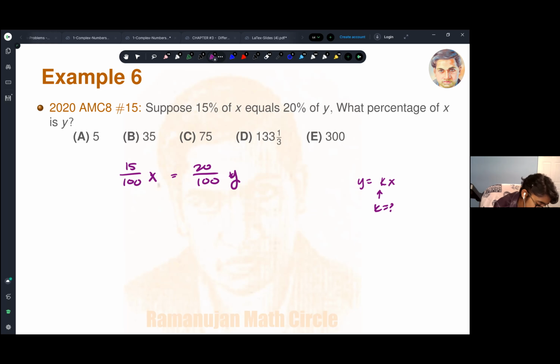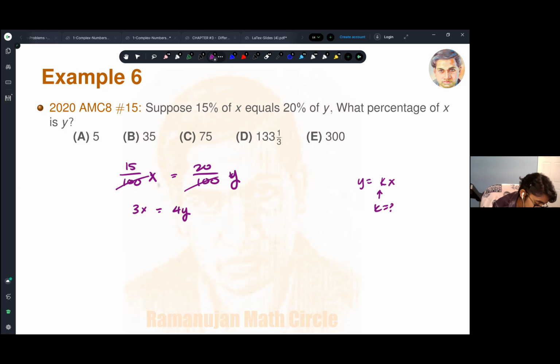So in order to do that, we can do the cancellations. We're going to cancel this, right? Because you can multiply by 100 on both sides. You can also divide by 5 on both sides. So you get 3x is equal to 4y.